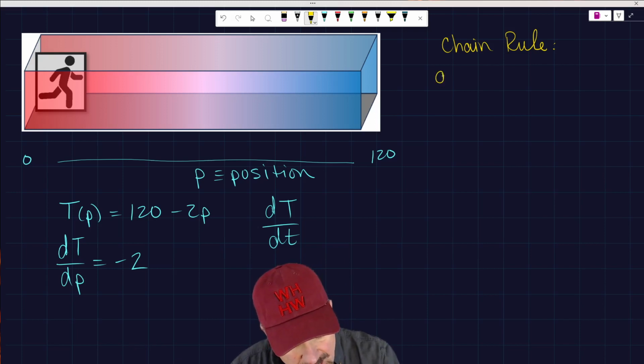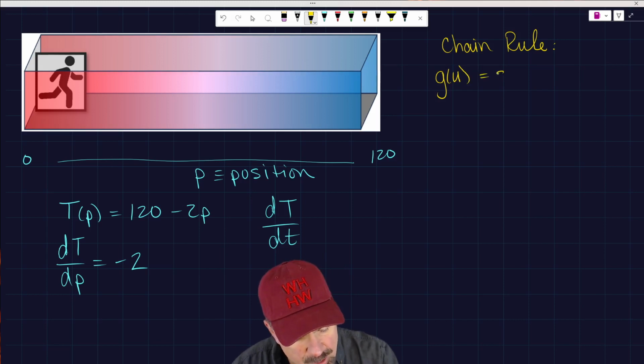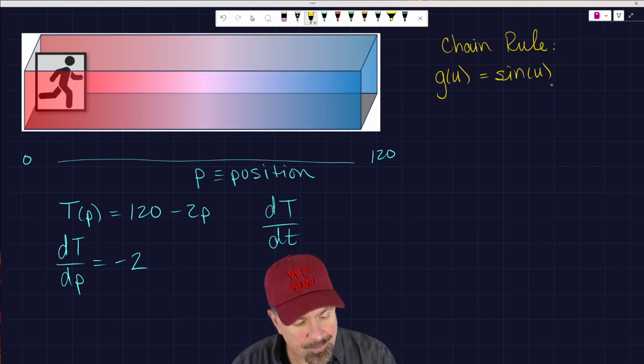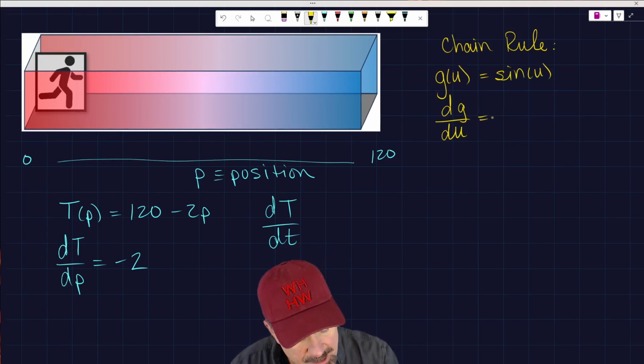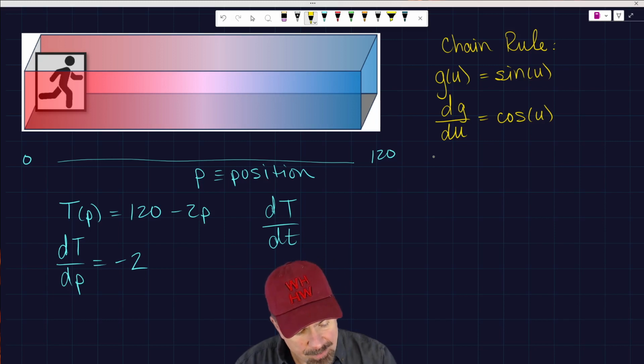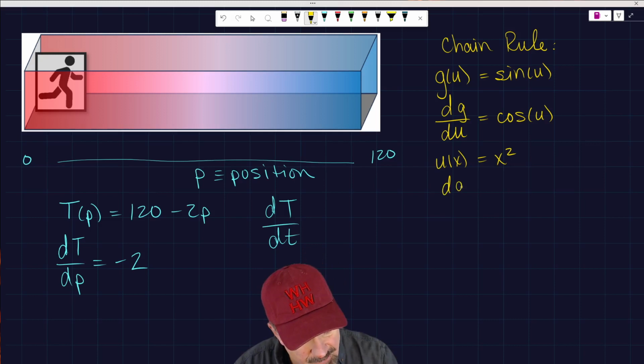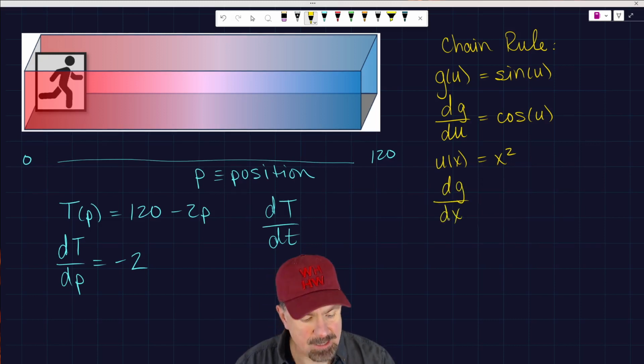So imagine for a minute that I have a function g of u, and this is equal to sine u. If I ask you to find the derivative of g with respect to u, that's very easy. That is just cosine of u, no problem. All right, but what if u is a function of x? What if u is equal to x squared? And then I ask, what is the derivative of g with respect to x?